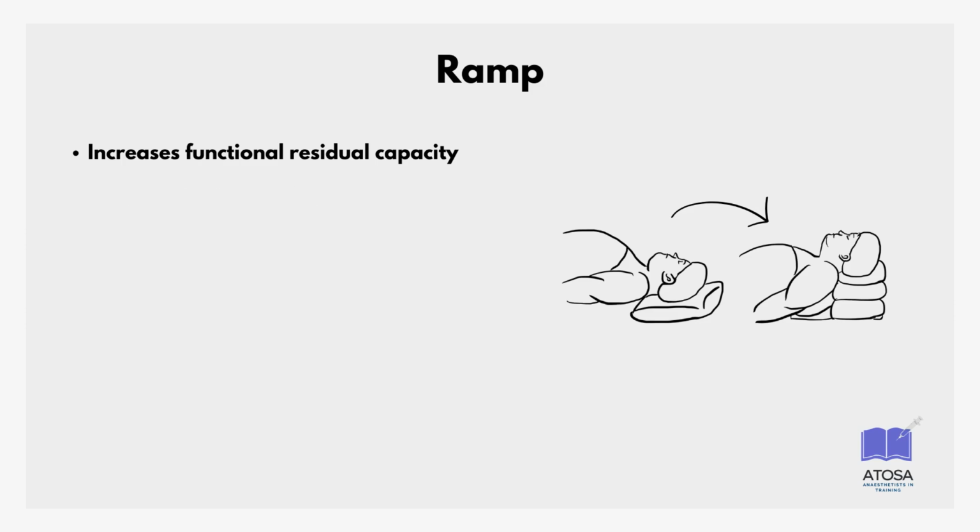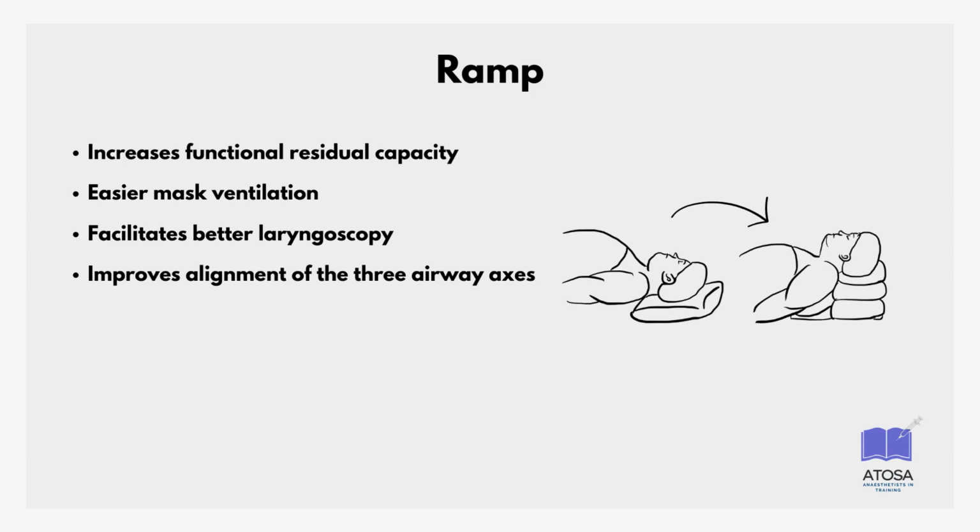It also allows for easier mask ventilation. This position causes the breast to move down and improves access to the neck and mandible. This makes it easier to perform airway maneuvers to optimize bag mask ventilation. It facilitates better laryngoscopy. As the breasts move down, it makes it easier to insert the laryngoscope. It also improves alignment of the three airway axes, the oral, pharyngeal, and laryngeal axes, improving view at laryngoscopy and increasing the likelihood of a successful intubation.